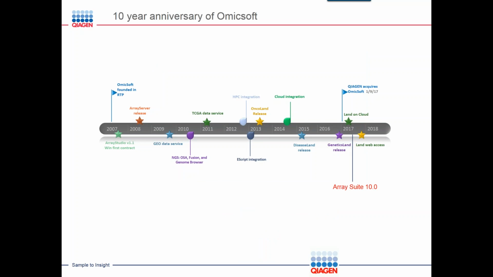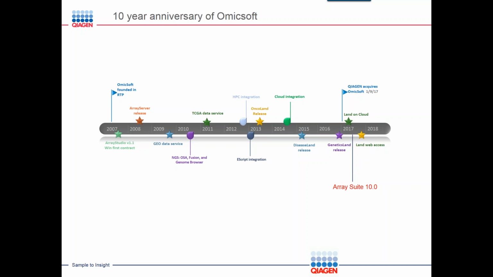I cannot imagine, but it has already been the 10-year anniversary for Omicsoft. I was personally involved in these 10 years, and I was so excited to see every single step of this journey. In 2007, Omicsoft was founded in North Carolina, Research Triangle Park. About 6 months later, we introduced Array Studio version 1.1. This is a single desktop solution, and we won the first contract.